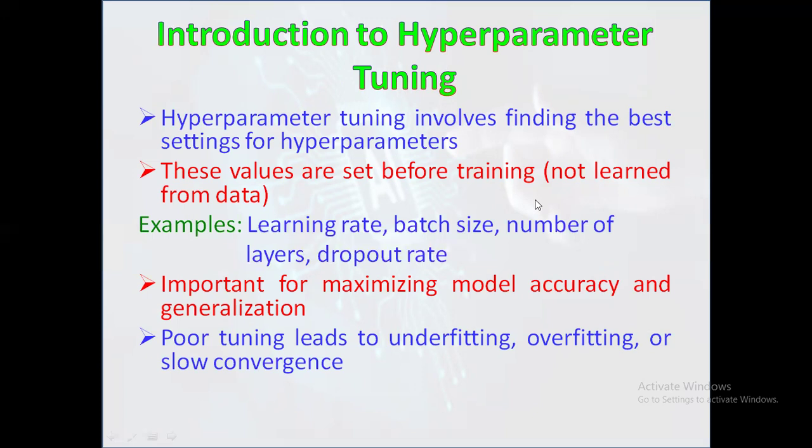Next, these values are set before training, not learned from data. That means hyperparameters are not learned through optimization but rather set in advance. This means we must guess or test what values are best, making it necessary to explore multiple combinations using tuning techniques. For example, learning rate, batch size, number of layers, and dropout rates. Common hyperparameters include the learning rate, how quickly the model updates.